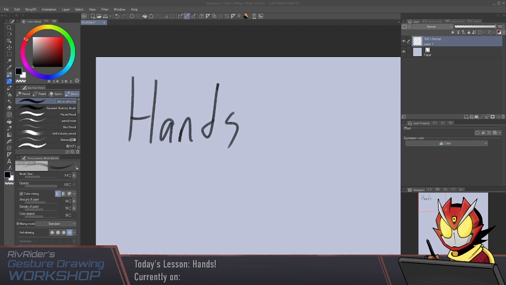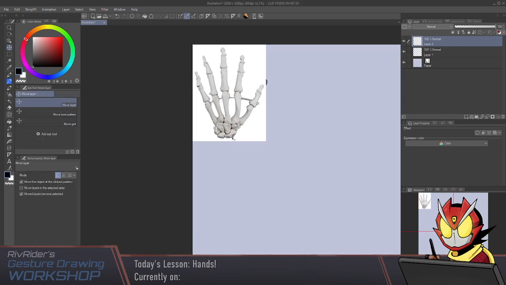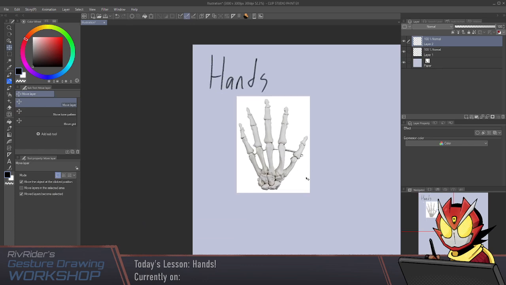But just having literally any other clean graphic provided helps a lot. I don't think there's a clean graphic about the skeleton of the hand, so I'll just pull up skeleton hand. So let's get a model, actually. Hands. So let's talk about this.